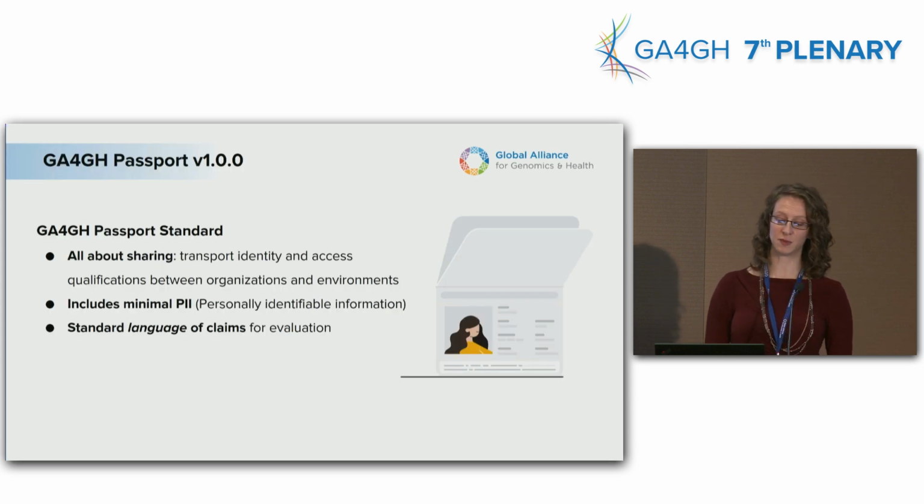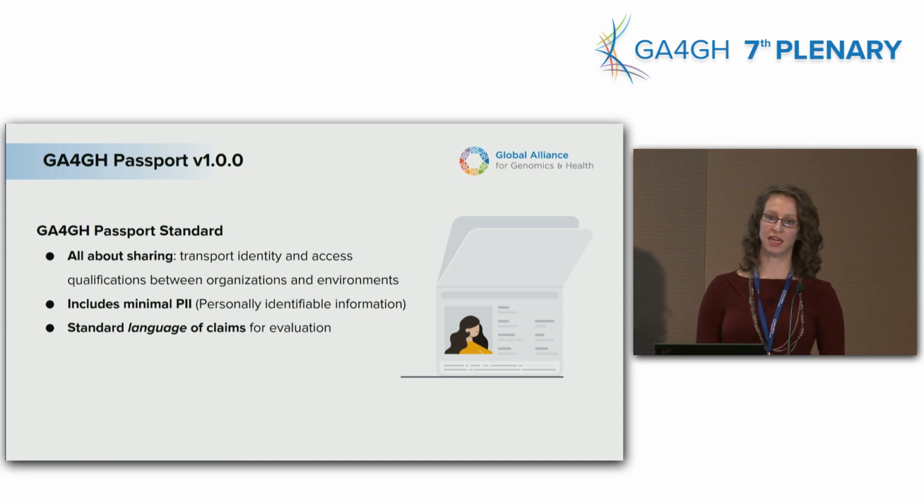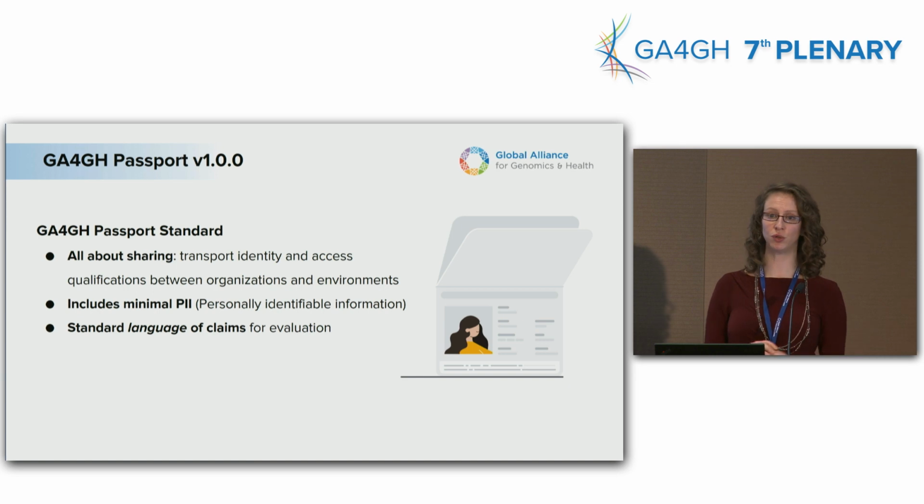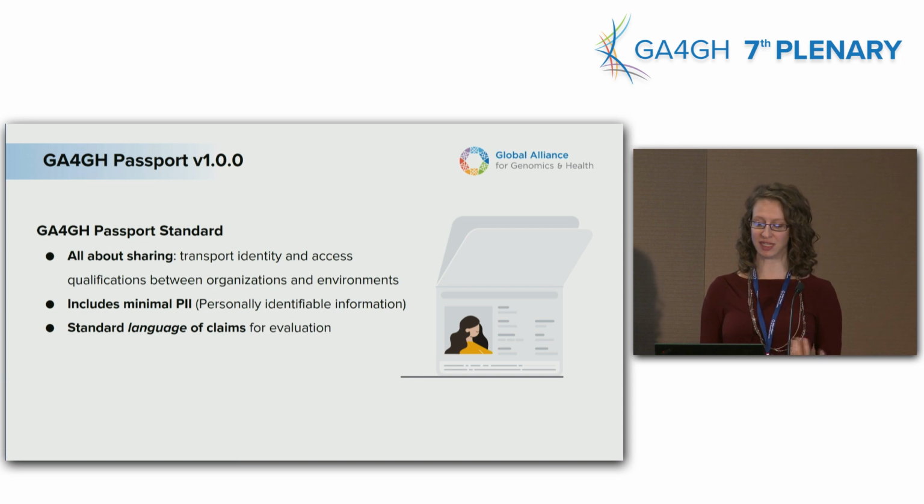Then there's that second aspect, the data passports, which is also being wrapped up right now in the first version. And so this is the upper layer to that AAI specification, which I previously mentioned. And it is your ID, who you are as a researcher, what your organization is, do you have signing official permission to access data? It includes that kind of information. It also includes minimal personally identifiable information in order to help comply with GDPR. And it creates a standard language of claims for evaluation.